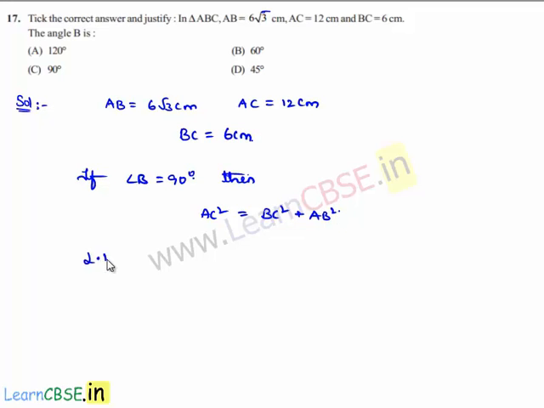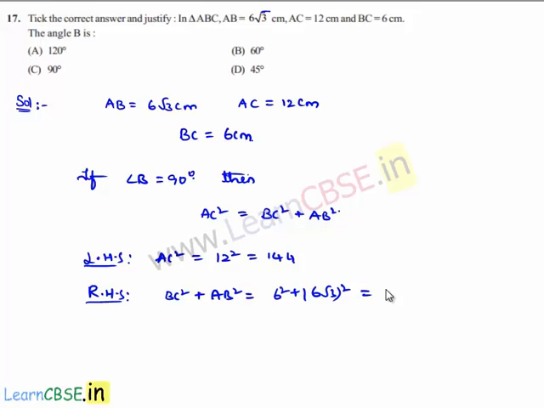So let us verify the left hand side. That is AC square is equal to 12 square, that is 144. And let us also verify the right hand side. We get BC square plus AB square, that is equal to 6 square plus 6 root 3 whole square, that is equal to 6 square is 36 plus 6 root 3 whole square, that is 36 times 3, which is 108. So finally we get BC square plus AB square is also 144. So LHS is equal to RHS, and our assumption that B is equal to 90 degrees is the correct answer.